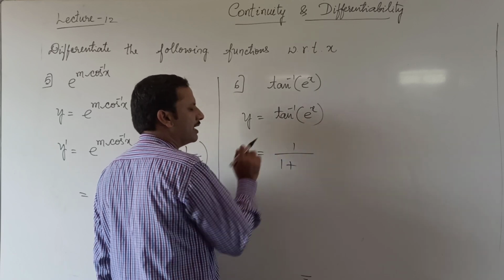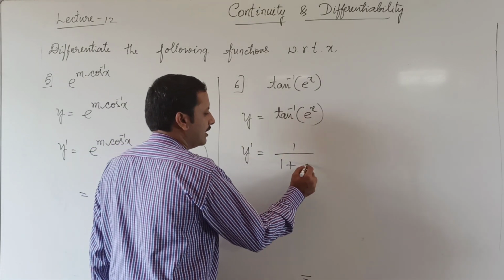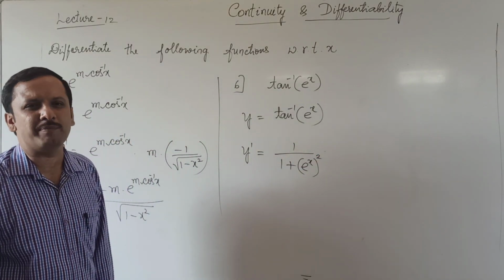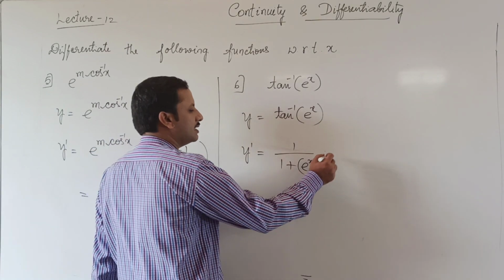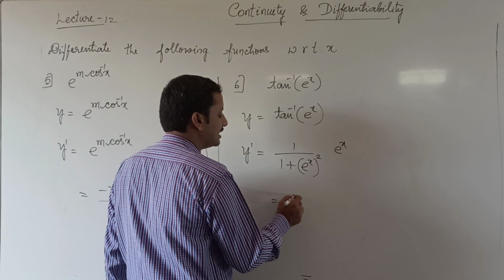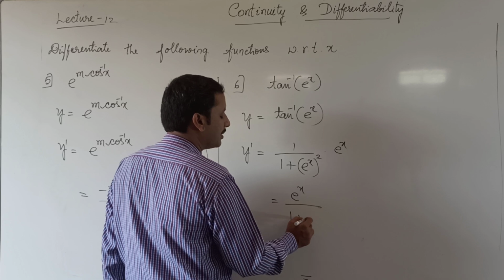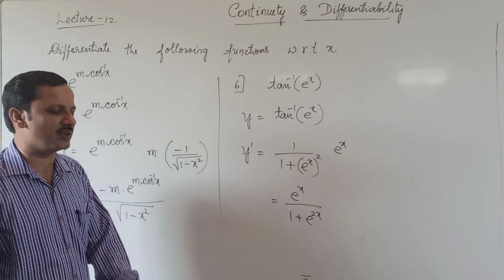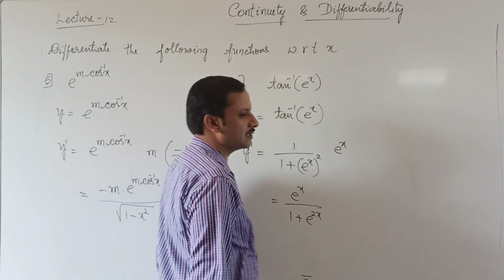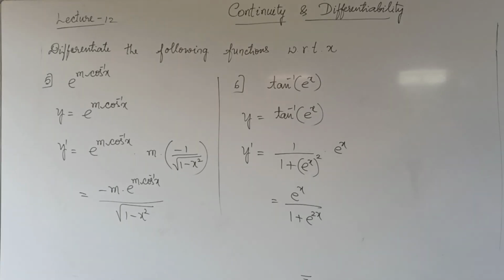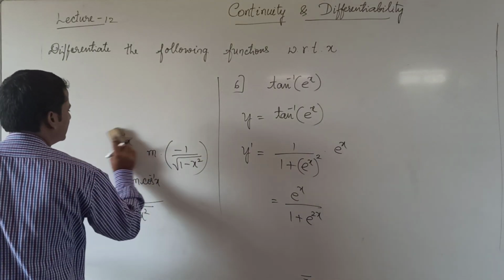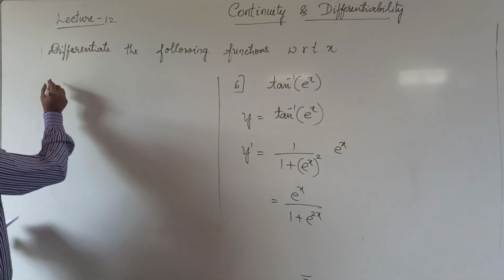1 plus x square. In place of x we have e power x whole square, into the derivative of e power x. What is the derivative of e power x? E power x itself. So the answer is e power x divided by 1 plus e power 2x. E power x whole square is nothing but e power x into e power x, which will become e power 2x. Next question.